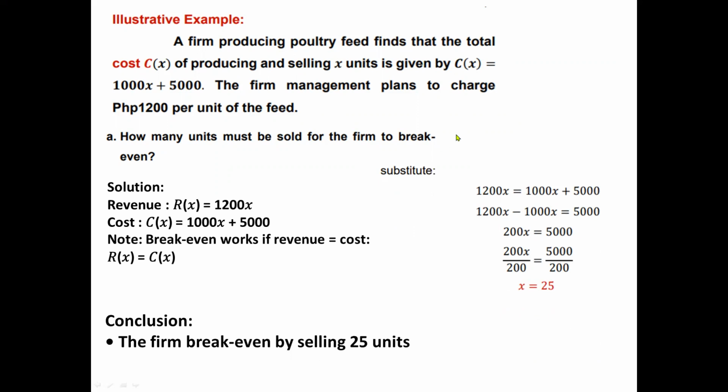The next. The break-even quantity is actually 25 units, and that is our final answer. That is what we call the break-even quantity for the firm to break even in its operation.